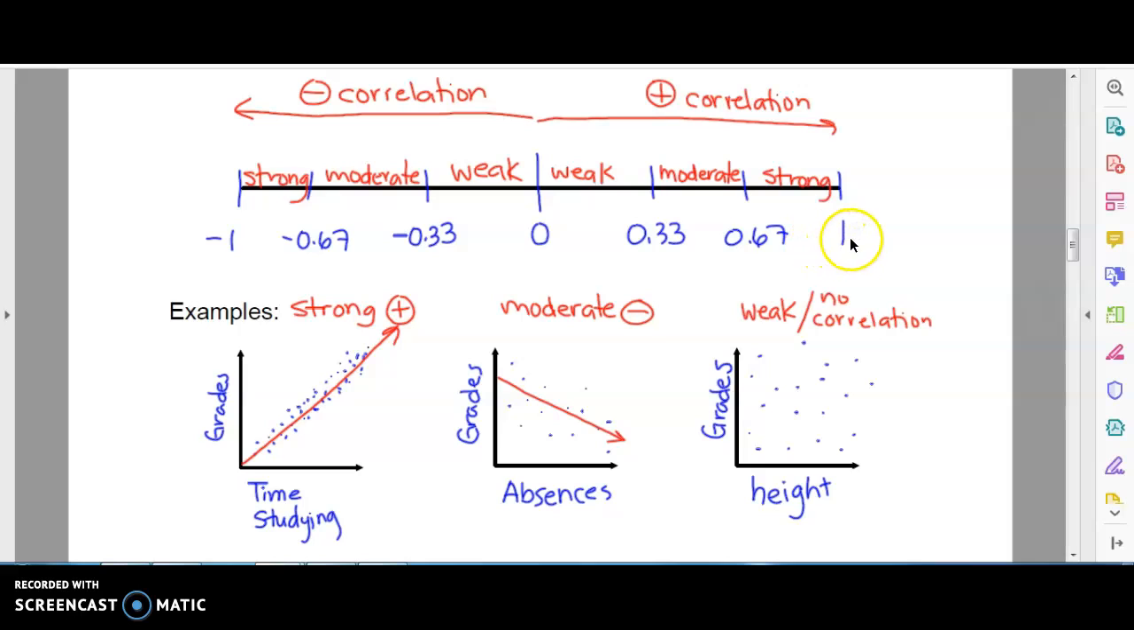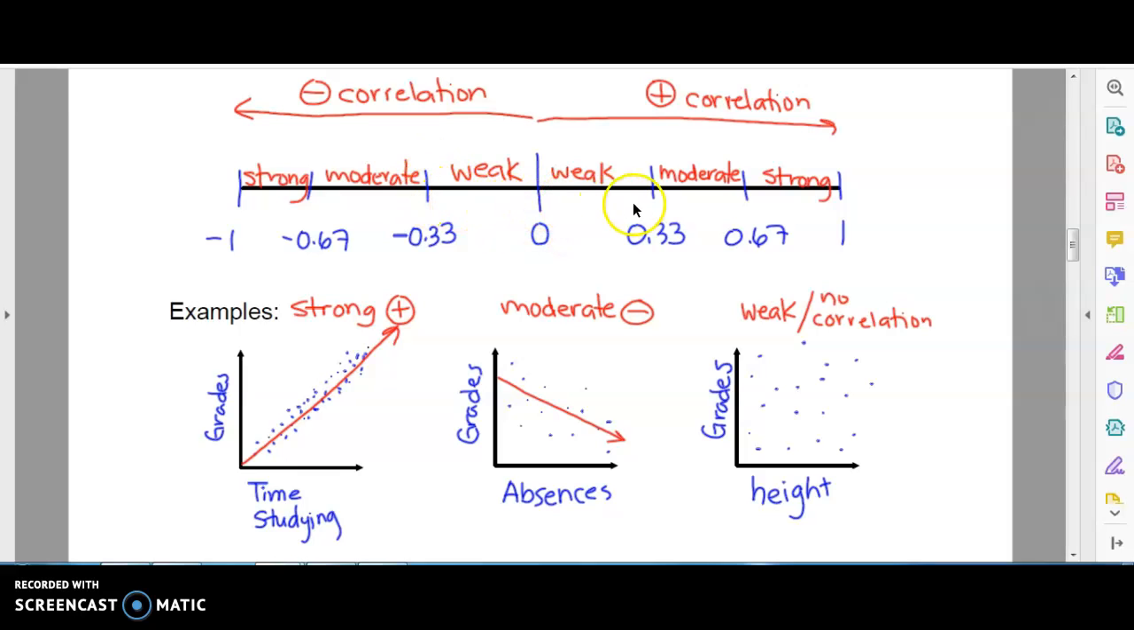The closer you are to 1 or -1, the stronger your relationship is. If it's +1, it's a positive correlation, and if you're closer to or exactly at -1, then you have a perfectly negative correlation. Okay, and as you get closer to 0, your correlations get weaker. Okay, so kind of divide it up into thirds.